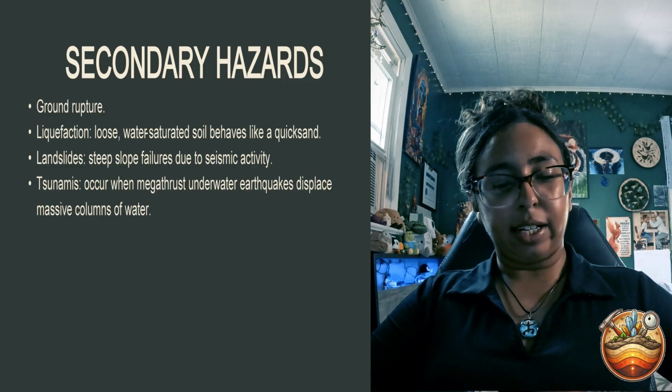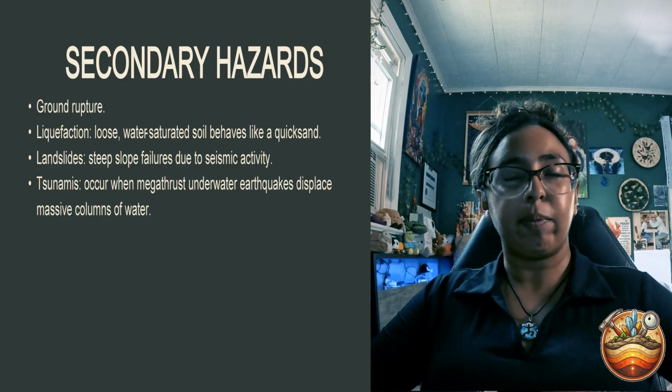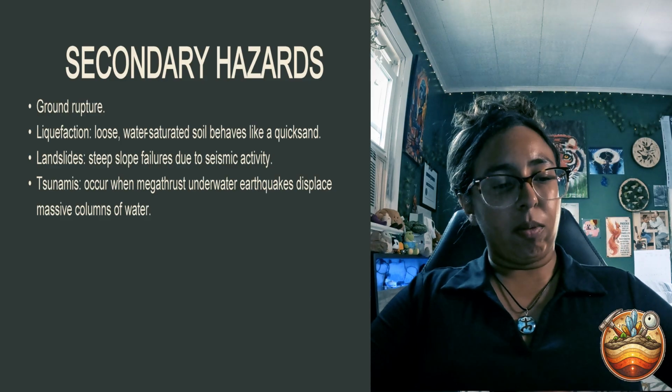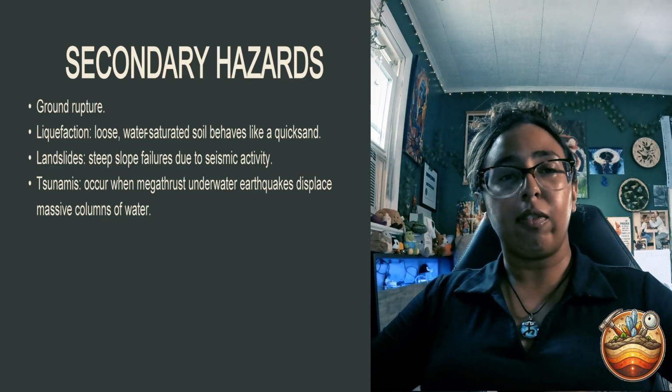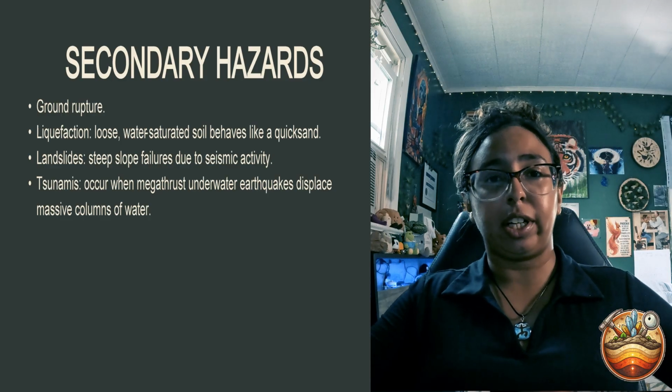And now we're going to look at secondary hazards. These are the dangers posed by seismic waves to people due to the way seismic waves affect the surface. Basically, these are just the things that can happen due to earthquakes that then pose a danger to us. Obviously, there's ground rupture, which is just exactly what it sounds like. The ground ruptures, it breaks.